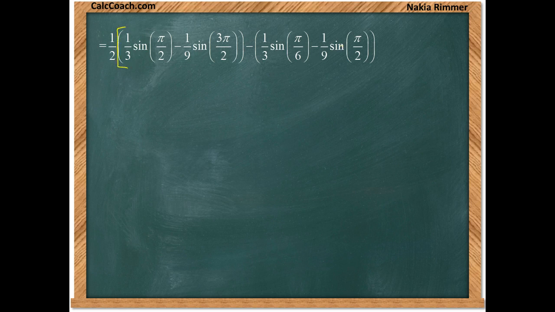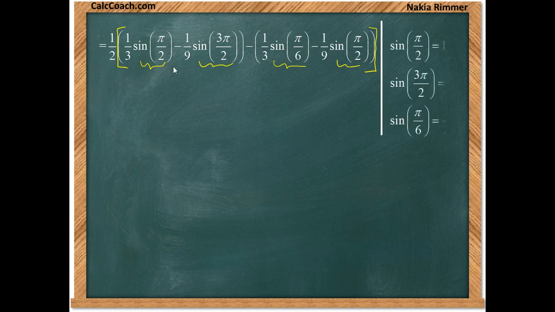And so we need to figure out these. Well, sine of pi over 2 shows up twice. And then we have sine of 3 pi over 2 and the sine of pi over 6. So we'll go get these quantities. What they are is that the sine of pi over 2 is definitely a 1. So these guys become 1s. The sine of 3 pi over 2 is a -1. And the sine of pi over 6 is a 1/2.